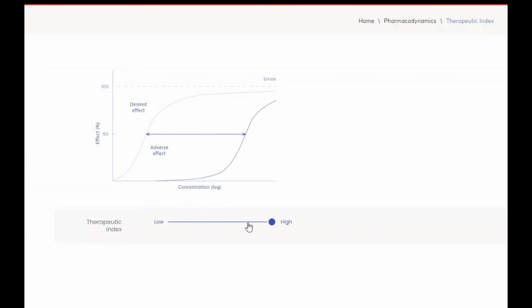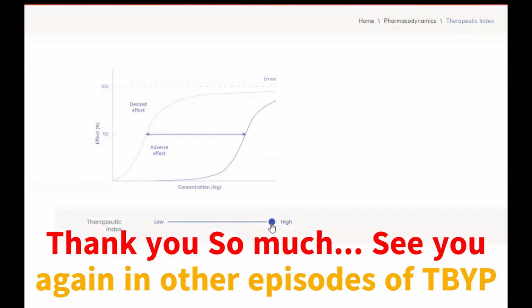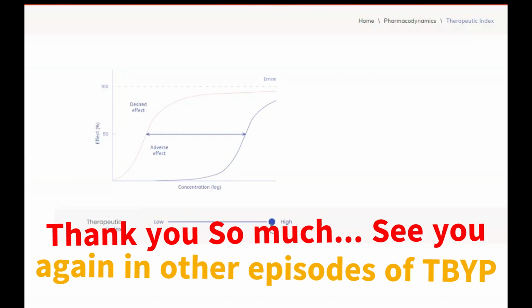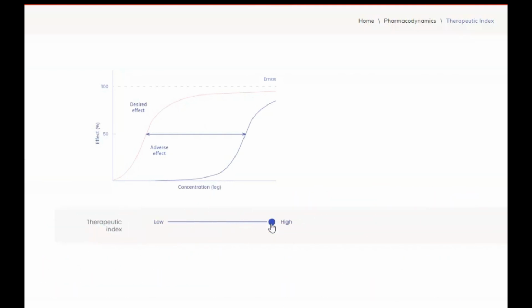So this was the tip regarding the pharmacodynamic terms of potency and efficacy and the therapeutic index through graphical representation.